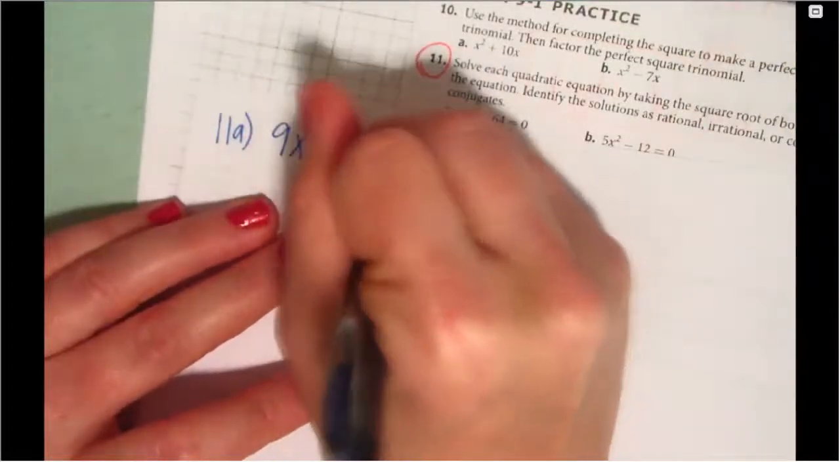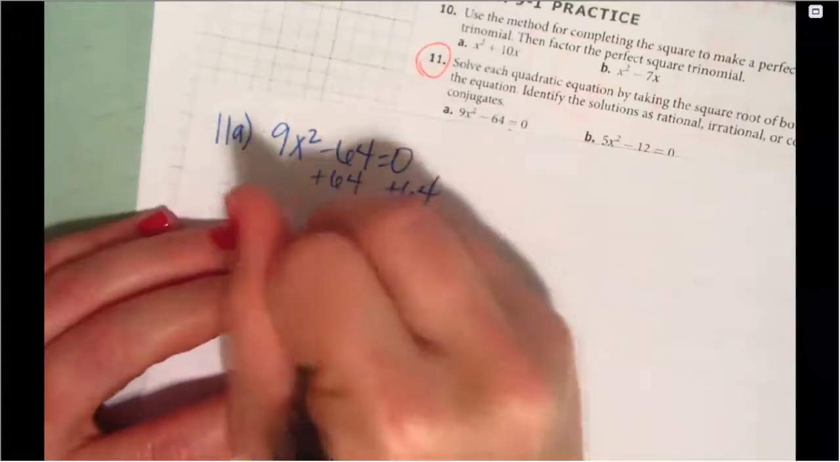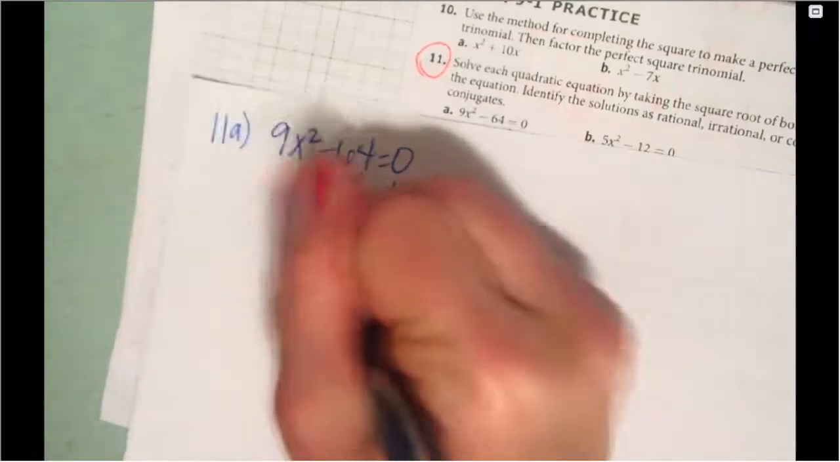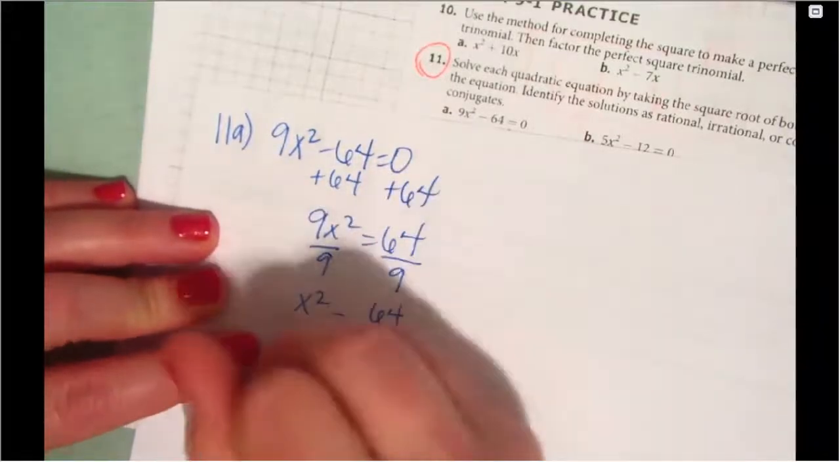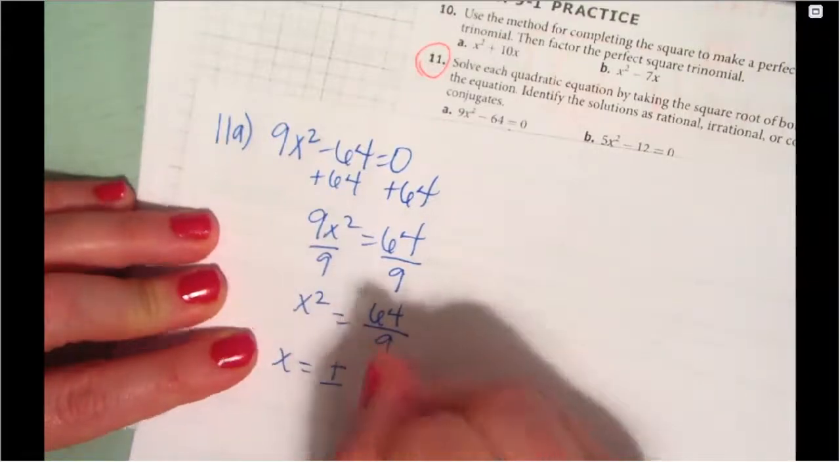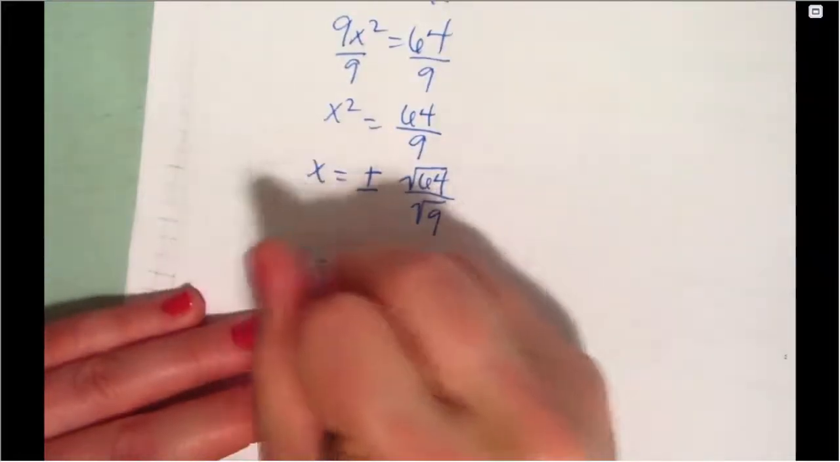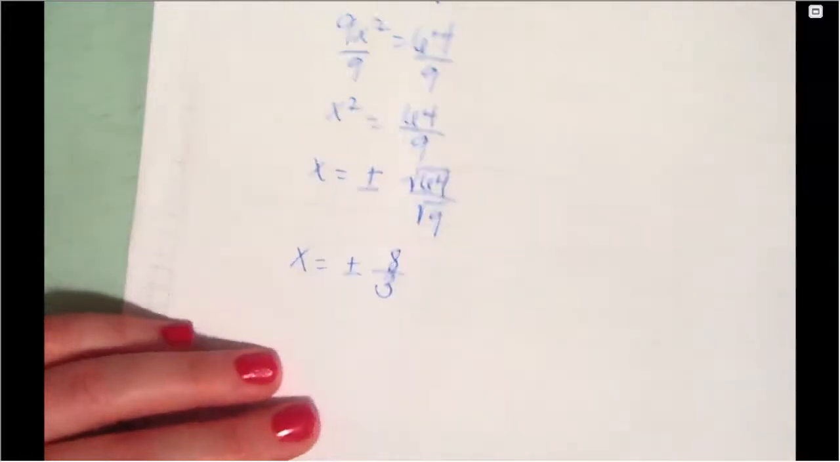Okay, so 11a, 9x squared minus 64 equals 0. So first thing I'm going to do is add 64 to both sides. 9x squared equals 64. Divide by 9. X squared equals 64 divided by 9. Next thing we're going to do is take the square root of both 64 and 9. I went ahead and put my plus or minus so I wouldn't forget. So x equals plus or minus 8 over 3. Those are your two solutions.